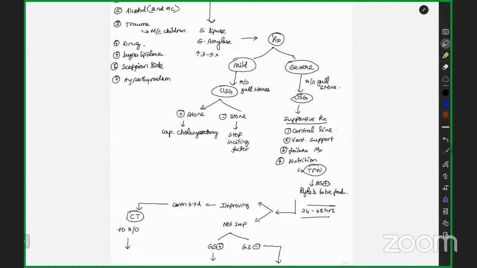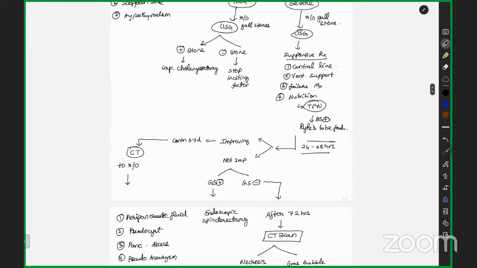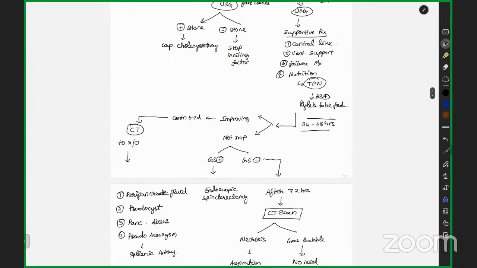If it is mild or if it is severe, you're going to start with supportive treatment. What is my supportive treatment? Central line I'm going to start, ventilatory support I'm going to start, renal failure management I have to perform, and nutrition is total parenteral nutrition, and I'm going to maintain the case for 24 to 48 hours. After 24 to 48 hours, I'm going to see whether my patient is improving or not improving. If it is improving, continue for 6 to 7 days.